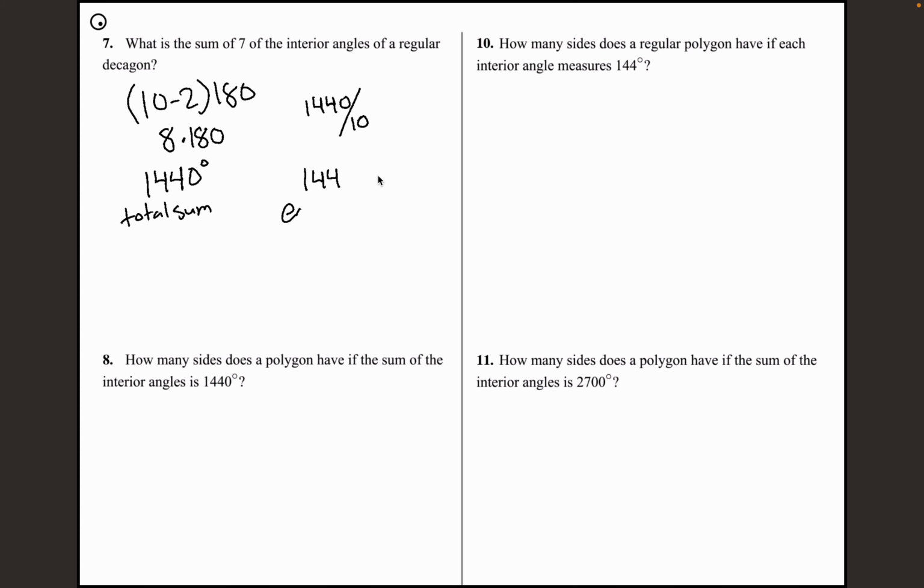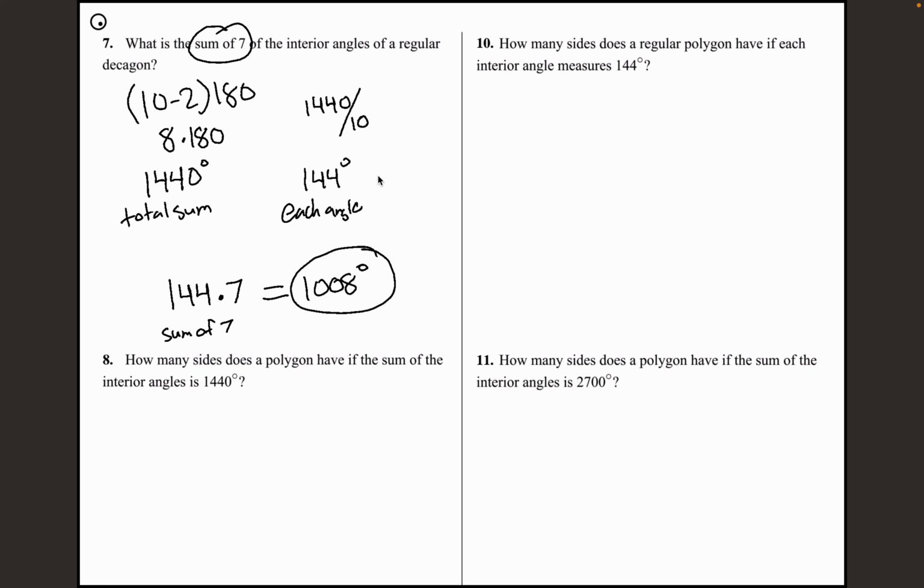144. This is each angle, but how many angles does it ask me to find? 7. So what do you think I need to do? 144 times 7. What do we get? Why'd you have the 7 there? Because it says, what is the sum of 7? I thought that was a decimal. No, times. What's 144 times 7? 1,008. Perfect. Okay. Do we have questions on that one?